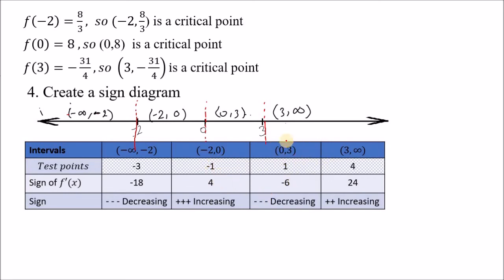And I want to choose a point between 0 and 3. The point that I'm going to choose is 1. It's small enough to work with. And I'm going to choose the last point between 3 and positive infinity. I'm going to choose the smallest integer, which is 4.